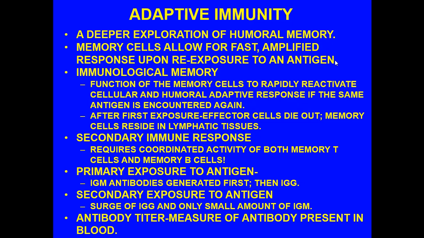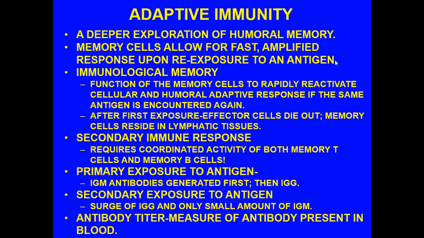Immunological memory is basically the function of the memory cells to rapidly reactivate cellular and humoral adaptive responses if the same antigen is encountered again. See, here's the point. After the first exposure, effector cells are going to die out. You're going to have memory cells that reside in the lymphatic tissues, which I've been saying many times before. But basically those are now an immune system that's been taught that this particular pathogen, this particular antigen, is a threat to the survival of the organism, and therefore it should be eliminated if it's seen again.